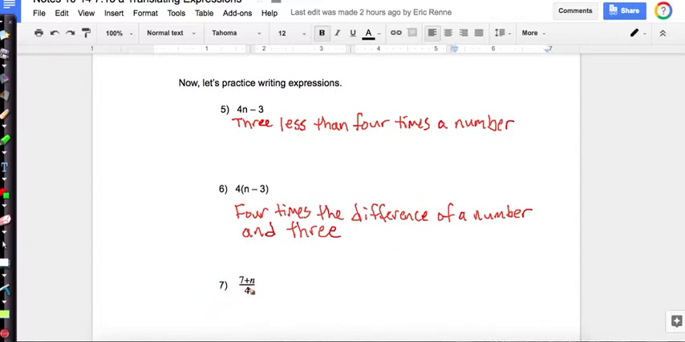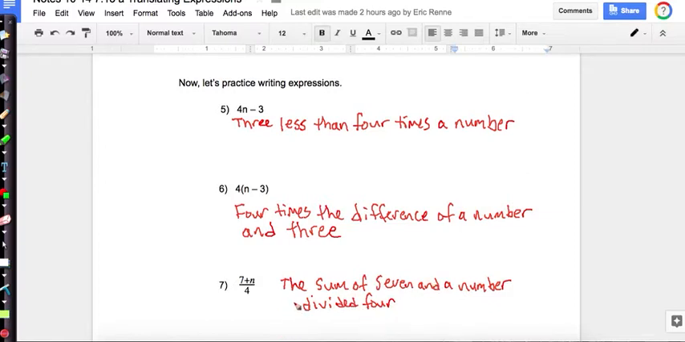So let's look at the last one, number 7. It says 7 plus n divided by 4. So we could say, okay, this is my favorite one, the sum of 7 and a number, so that groups it together, divided by 4. And I don't need parentheses here because I would do this first anyways. Because when you have a fraction and something to do on top, you always do the top first before you do the bottom. So the sum of 7 and a number divided by 4.